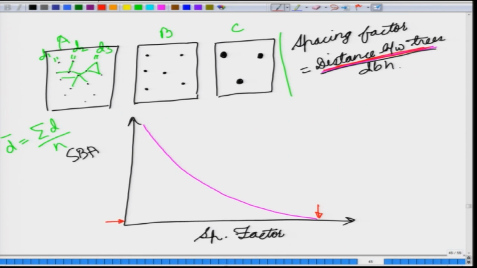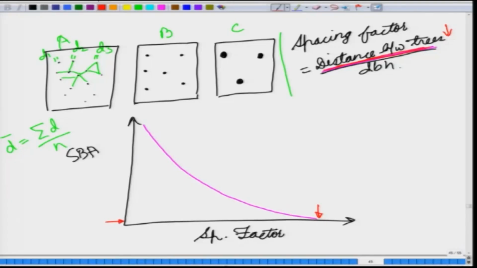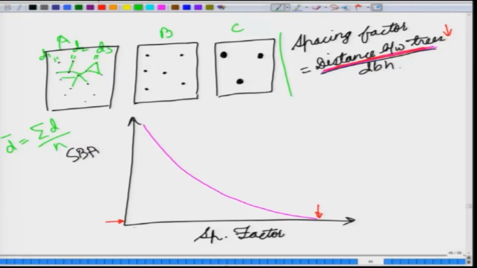Now, if your trees are close together, so you are reducing the distance between the trees, then you have much more crowding in your plot. Much more crowding means that you will have a greater stand basal area. So, with reduced distance between the trees, the spacing factor is less, but the stand basal area is more, and this is what we are seeing here. If your spacing factor is less, your stand basal area is more.